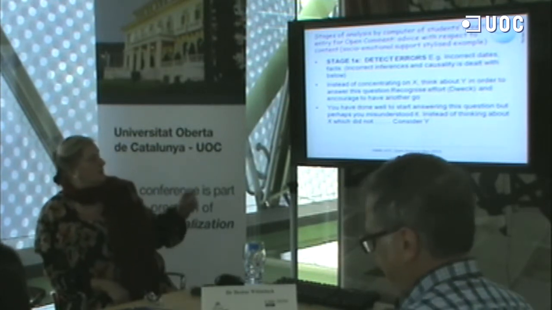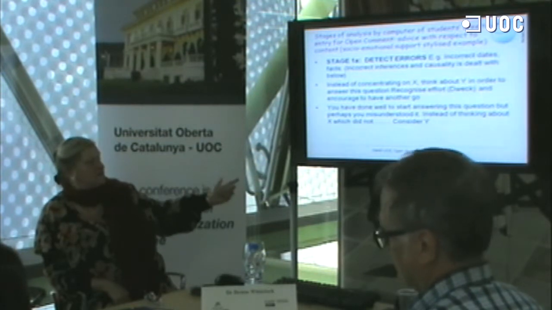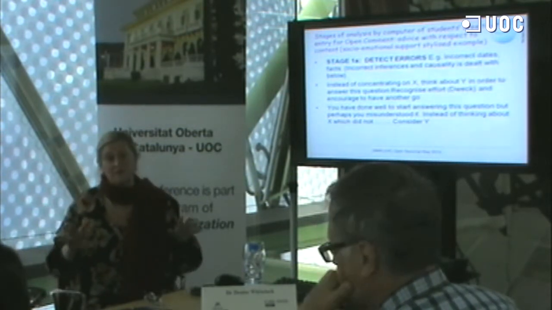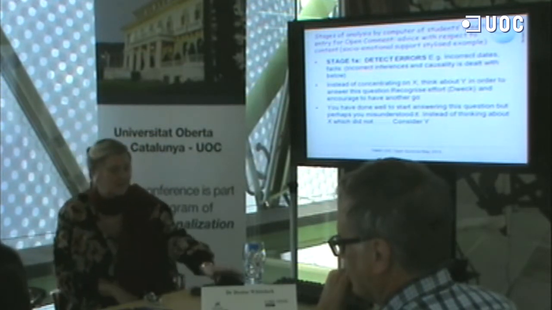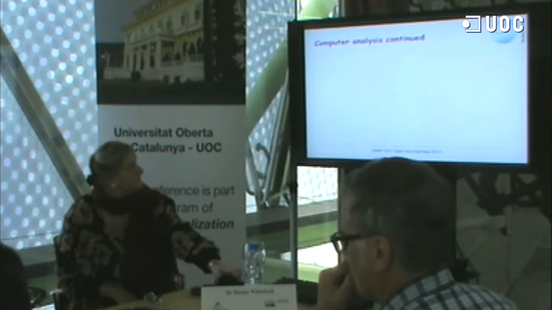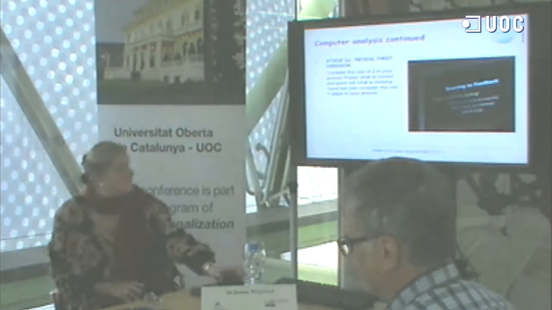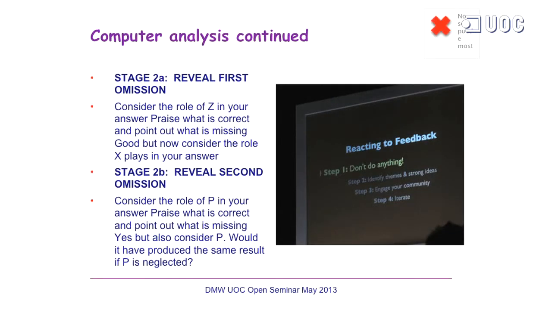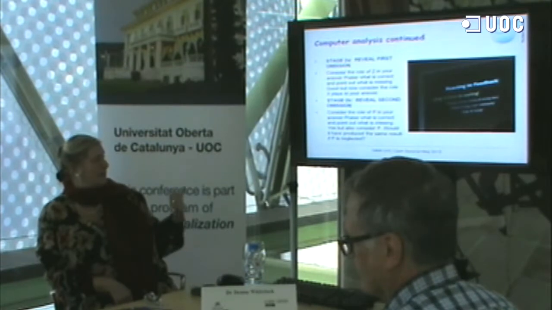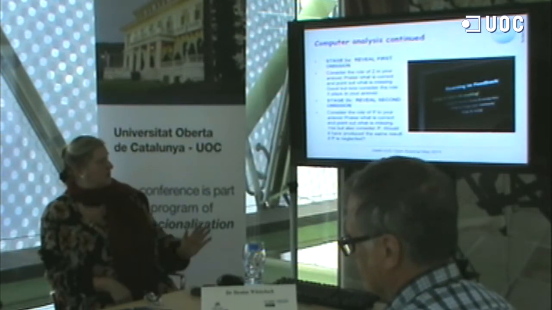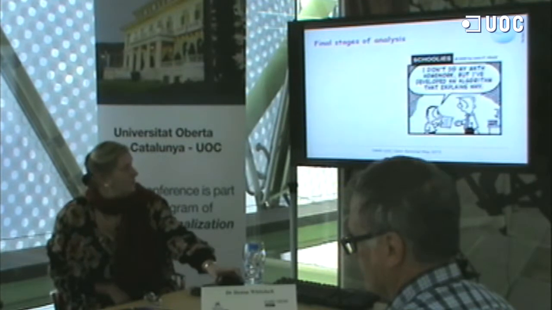Really, so you've done well to start answering this question. Perhaps you misunderstood it. Instead, think about this, yeah? So you had a go, recognizing effort. Not easy to try and think about how you do that feedback, but that's what's happening in this system. So the system at first detects errors. And then it looks for omissions, okay? So have you left something out? There might be something else that you've missed out. So what the system is doing, it's considering the role of P or whatever has been missed out. It's praising what's correct, because they'll be moving on in their responses. But point out to them what's missing. So omissions is one way.